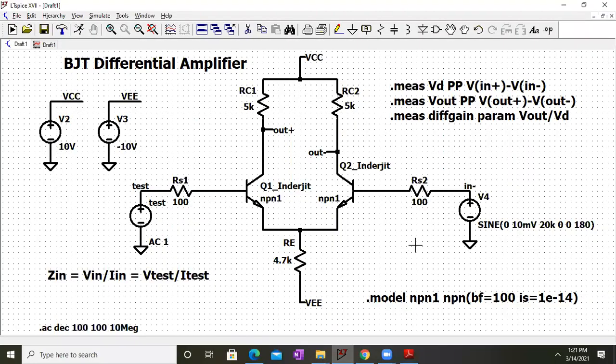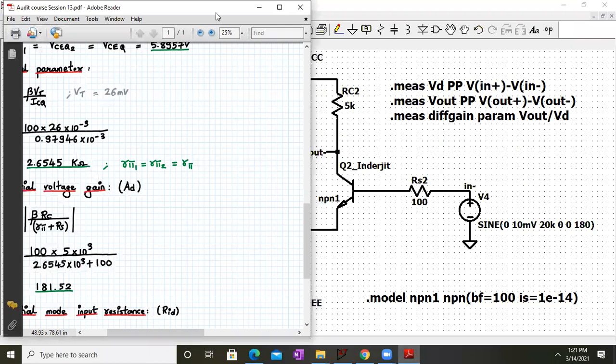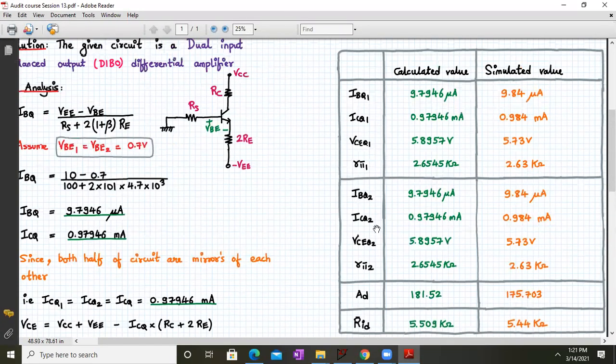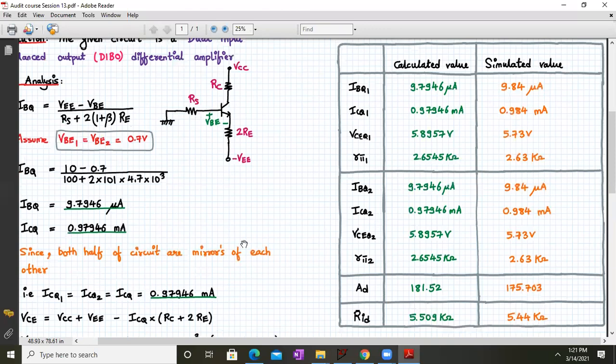Okay, so in this way, we have estimated the DC parameters and the AC parameters, that is the differential mode gain and the differential mode input impedance of this BJT differential amplifier. Let's go back to the PDF. We have verified all these parameters by calculation and by simulation.